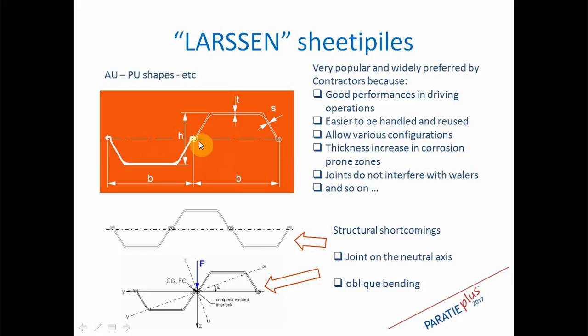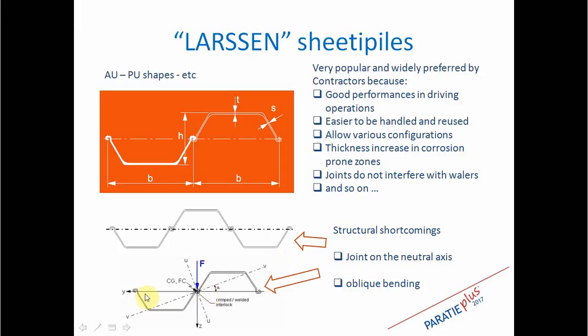Joints are between adjacent walls, and normally do not interfere with the whaler beams and anchoring systems that are placed at the face of the element. So there are many advantages, but of course there are severe limitations. The most important one is the fact that there is a joint on the neutral axis of the wall section, so it is quite questionable if this wall behaves like a compact section.